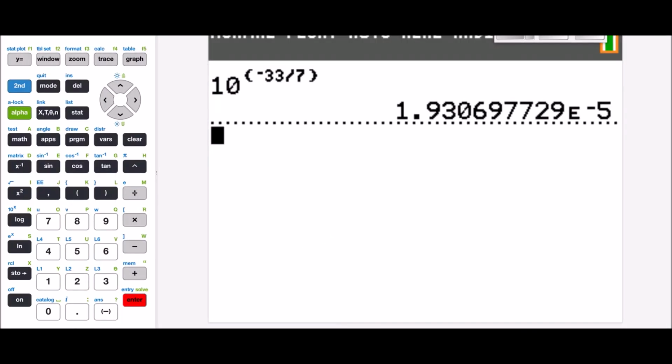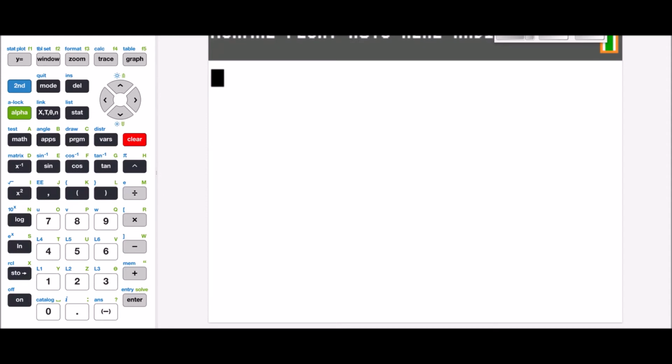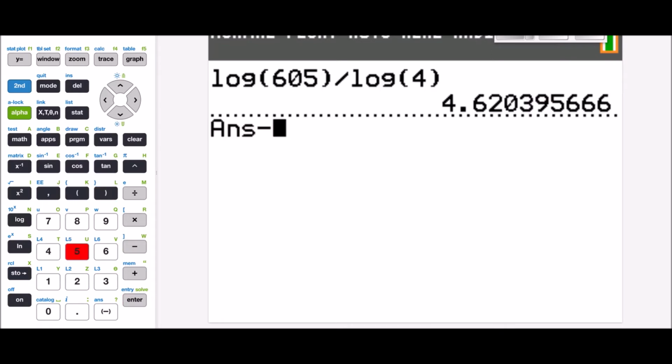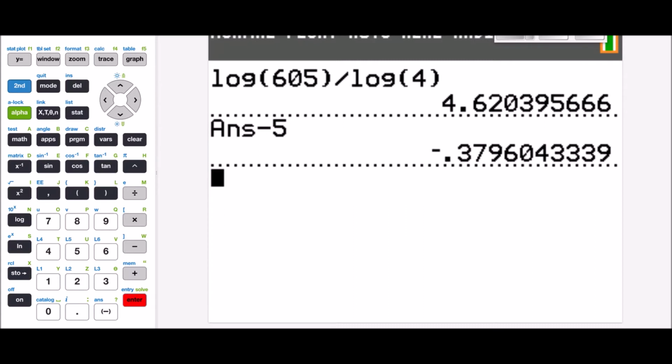Okay, so clear that. Now you can do log 605 divided by log 4. Okay, enter, minus 5. That gives you negative 0.3796 and so on. The question did not mention rounding, so let's just round it to the nearest hundredth. So our answer is negative 0.38.